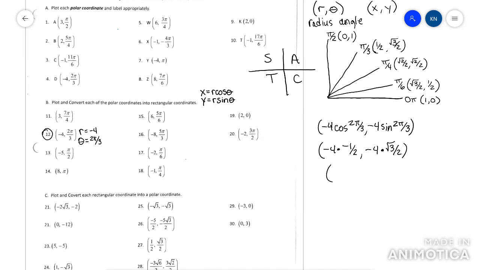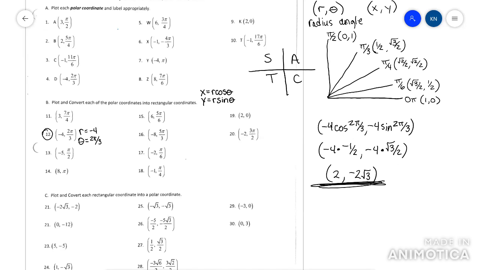All right, so this first part becomes a 2. The second part, if you multiply this out and reduce it, you will get negative 2 root 3 over 1, or just negative 2 root 3. So this would be the rectangular coordinate once converted.